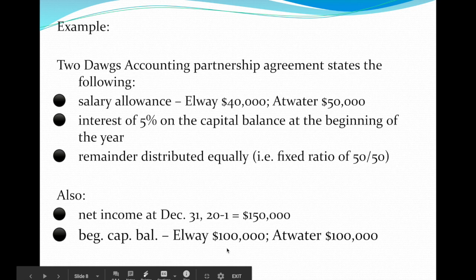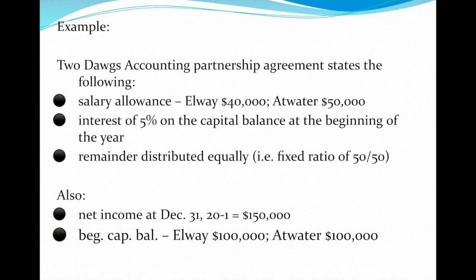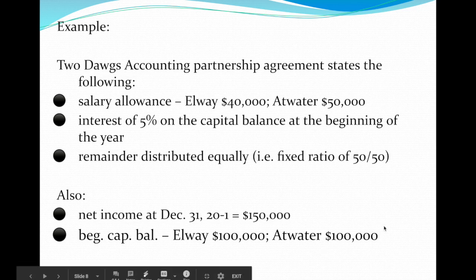So at the beginning of this calculation, the capital balances are equal. Elway has 100 grand and Atwater has 100 grand. If you remember, one of them, I forget which one, brought a building and some other equipment as a form of investment as opposed to just cash. I think it was Atwater. Anyway.